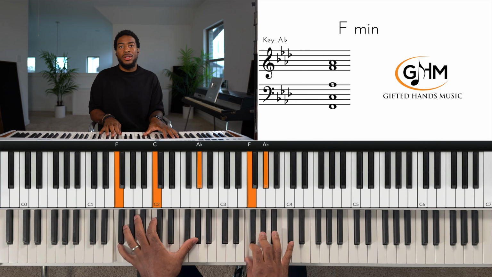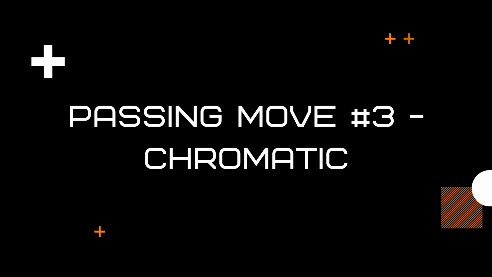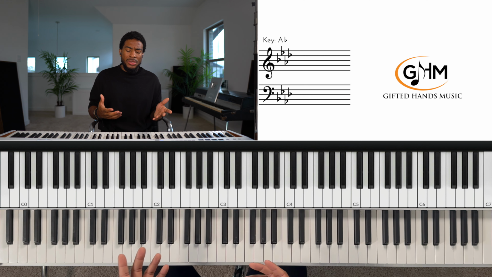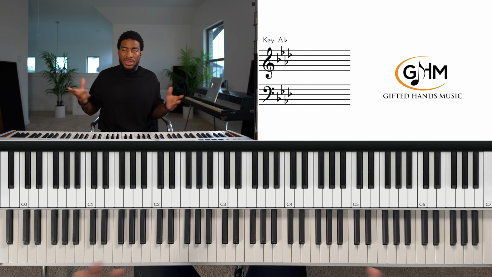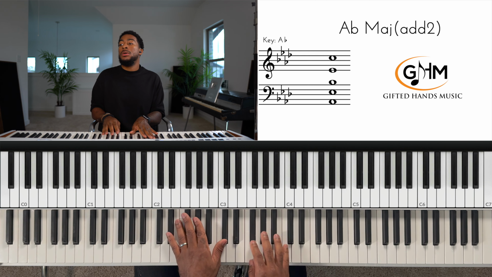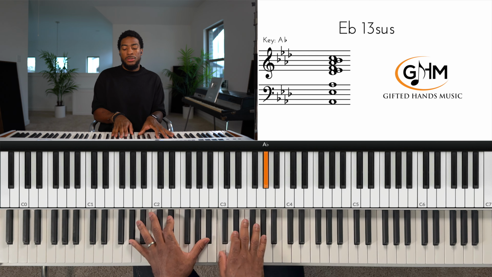All right, let's go into the next one, number 3. The third essential passing movement for gospel keys, for gospel harmony, is going to be chromatic movements. There's a bunch of different ways that you can apply chromatic movements. You can use different chords, but in this context, we're probably gonna use some dominant chords, and then we'll see where else we can fit them in. All right, so we're staying at the top of the chorus. Oh, how I love Jesus.